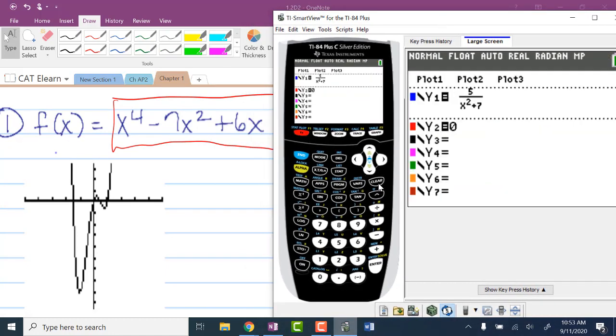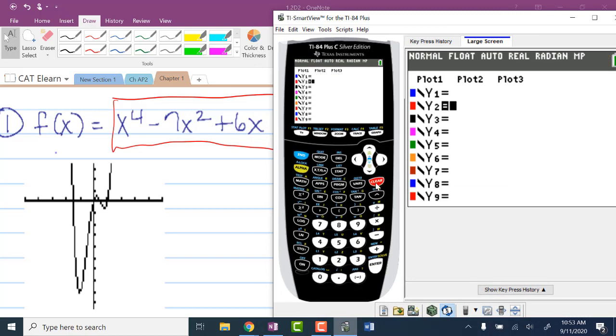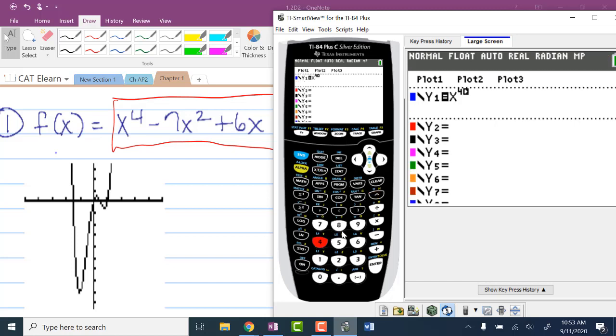So I'm going to go ahead and take the minute to plug this in. I don't need that y equals 0 anymore. And then x caret 4, minus, plus 6x.